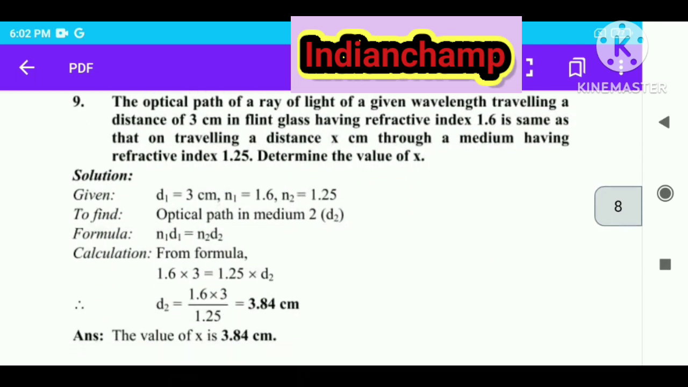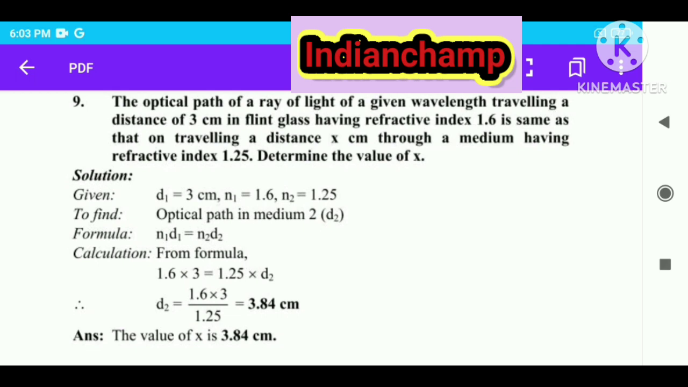Question number 9. The optical path of a ray of light of a given wavelength traveling a distance of 3 cm in flat glass having refractive index 1.6 is the same as that traveling a distance x centimeter through a medium having refractive index 1.25. Determine the value of x. Solution: given d1 is equal to 3 cm, n1 is equal to 1.6, n2 is equal to 1.25. To find the optical path in medium 2, n2 into d2.